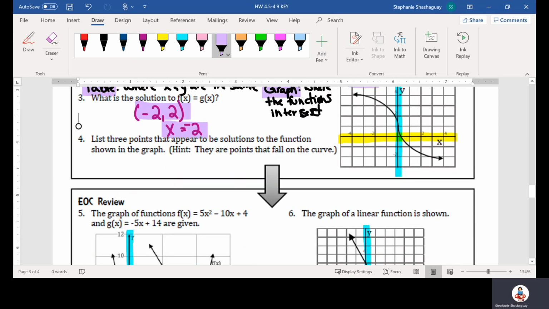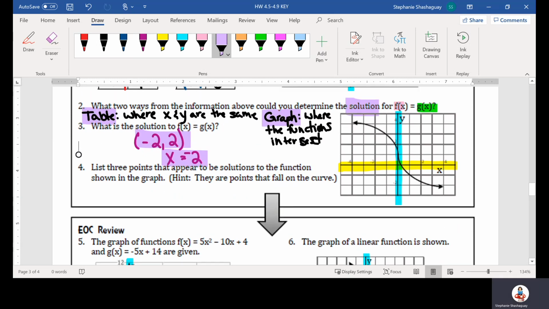List 3 points. So now we're talking about this curvy graph here to the right. List 3 points that appear to be solutions to the function shown in the graph. All right, you can choose any 3 points on here. I'm going to choose points that are at equal coordinates. So at this point that I've drawn in red, I am at -3 and a +4.